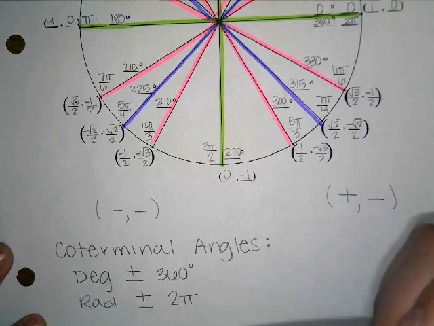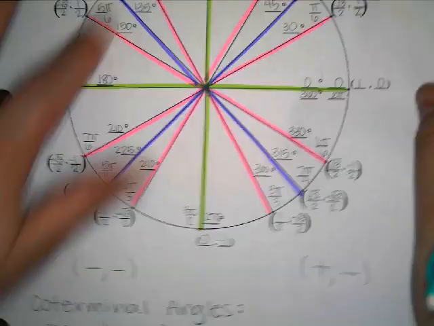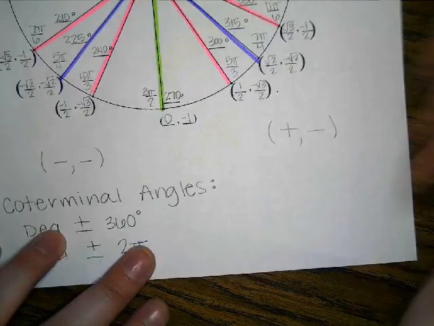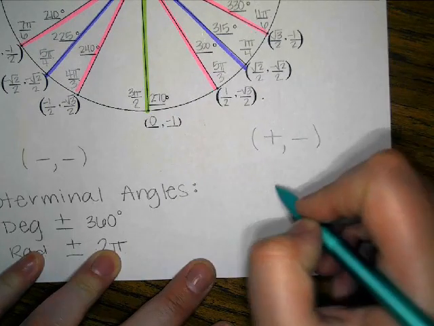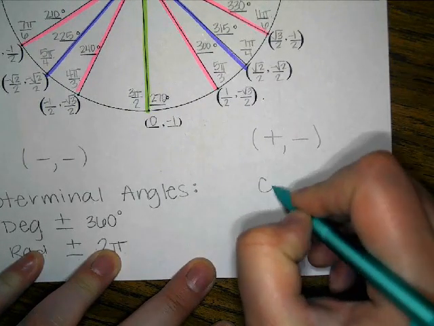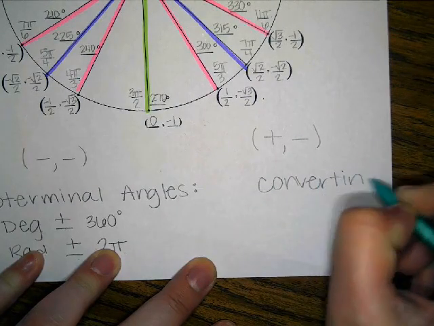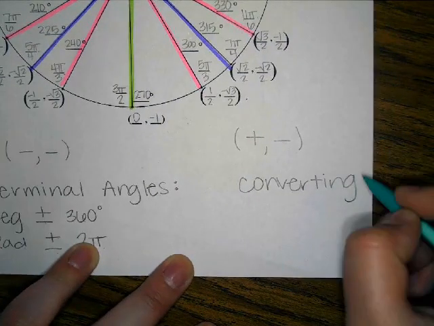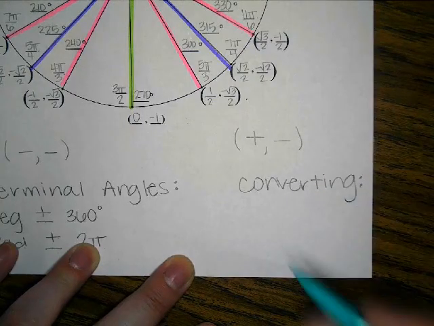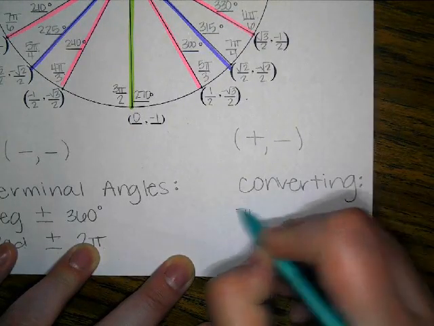So I'm going to say on the front side, I'm going to say just converting. And we're going to do the examples on the back, but we'll go ahead and write the formulas on the front. So converting. The two formulas are to either use pi over 180 degrees or to use 180 degrees over pi.